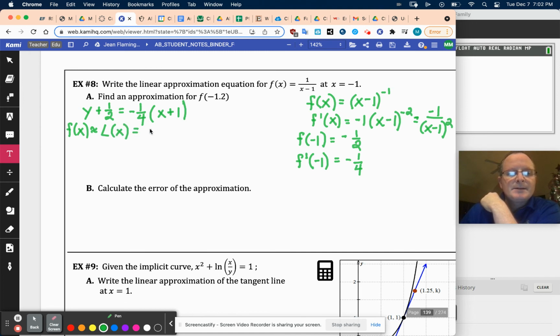negative 1/2 minus 1/4 times x plus 1. It's all the same stuff, just a different way of writing it. And I like this because you get to use the approximation thing, and then you've got a function there. And so then you could say, all right, f of negative 1.2 would be about equal to L of negative 1.2.